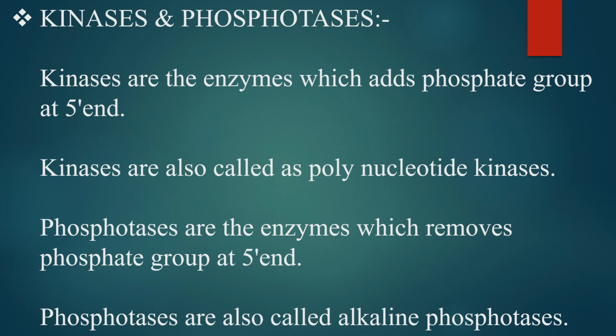Kinases and phosphatases. Kinases are the enzymes which add a phosphate group at the 5' end. Kinases are also called polynucleotide kinases. Phosphatases are the enzymes which remove the phosphate group at the 5' end. Phosphatases are also called alkaline phosphatases.